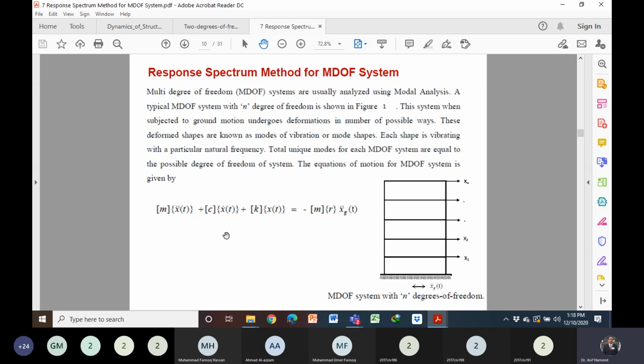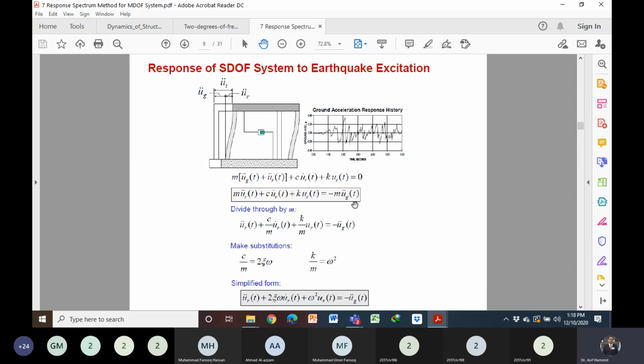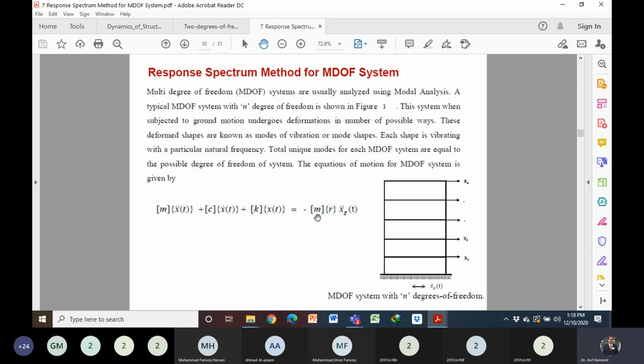Then look at the right hand side. On the right hand side, we have mass times the ground acceleration. Is there any difference? There is a difference of the small r. Small r is the influence coefficient vector. This one we will discuss later.